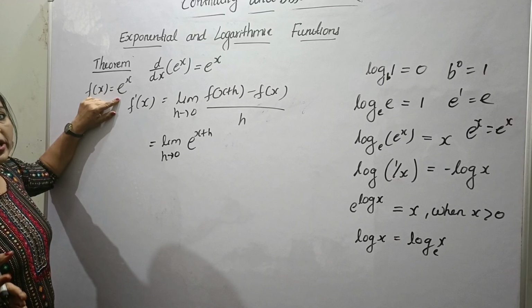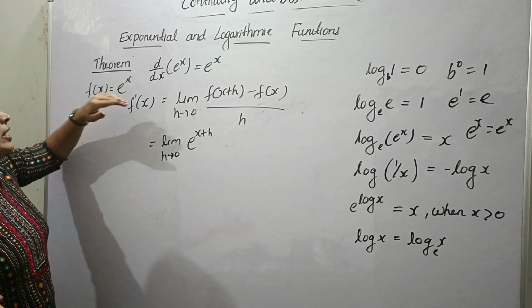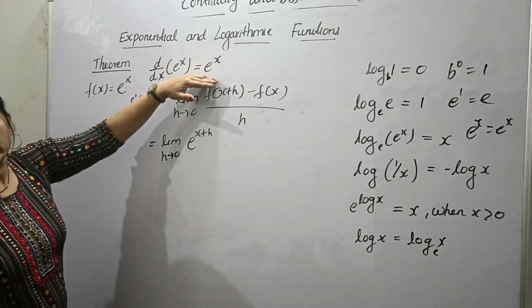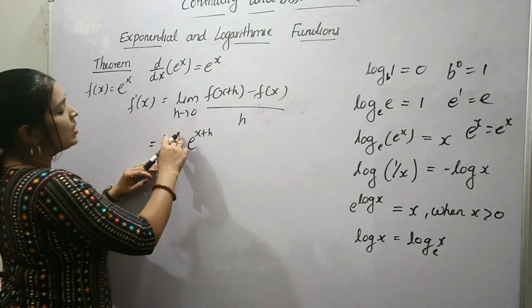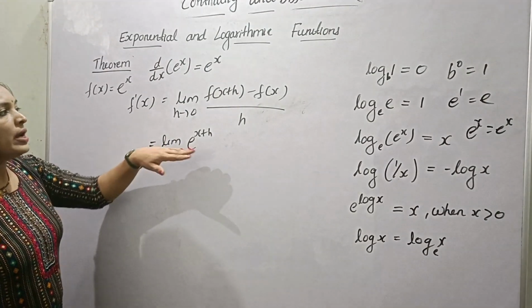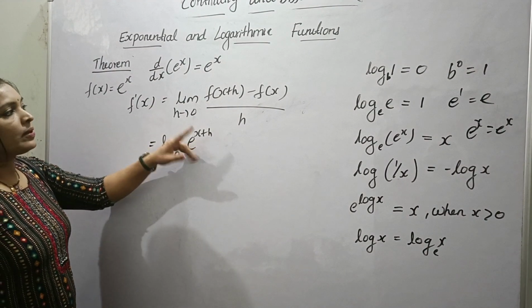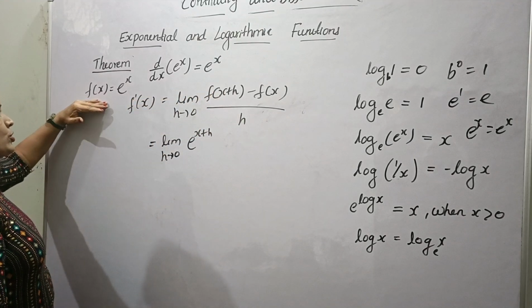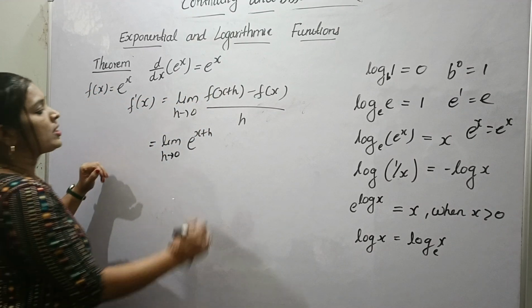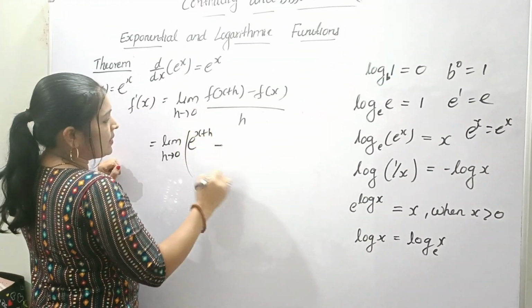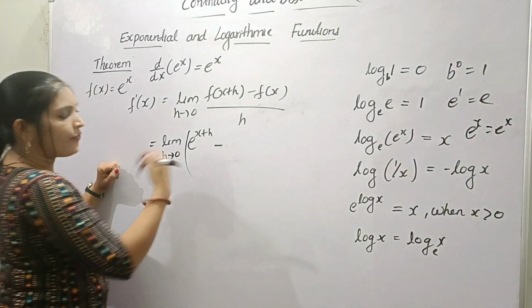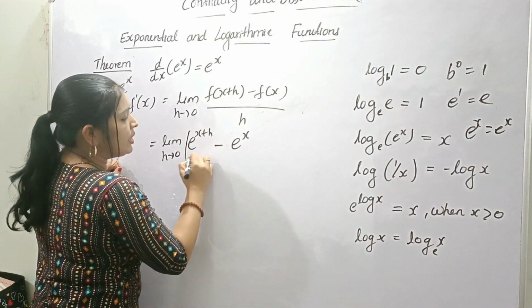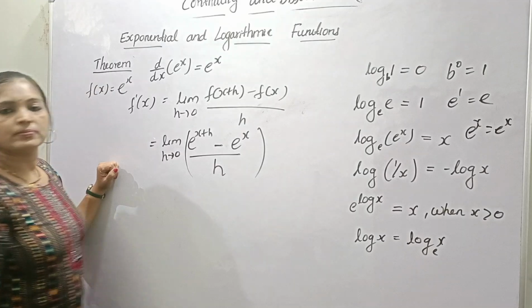You may be asked to prove that the derivative of e raised to x is equal to e raised to x. It is the proof. So limit h tends to 0, because f of x plus h is equal to e raised to x plus h, minus f of x, f of x is e raised to x, divided by h.